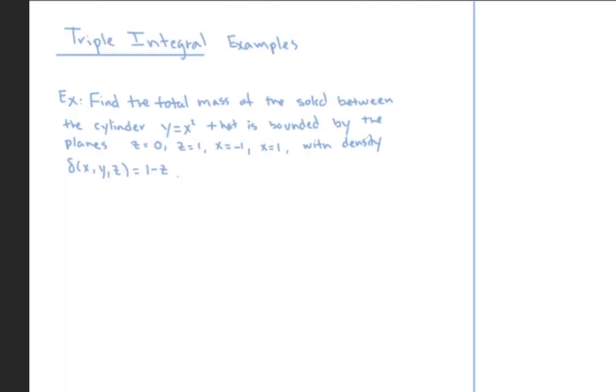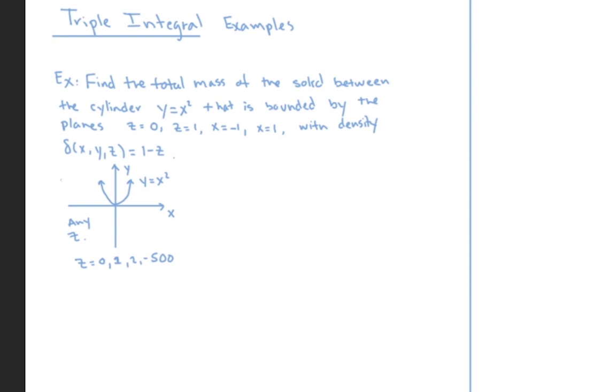Okay, so we're going to find the total mass of the solid between the cylinder y equals x squared that is bounded by these planes. Here's the graph of this parabola, but I've drawn it here with arrows, and that's not right because we only want the values of this parabola that are in between x is -1 and x is +1.